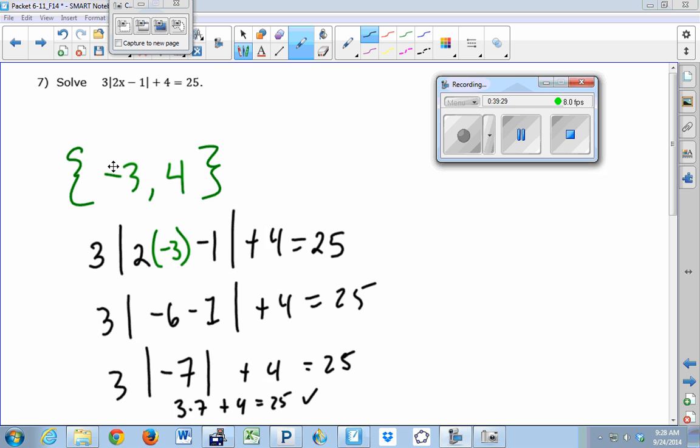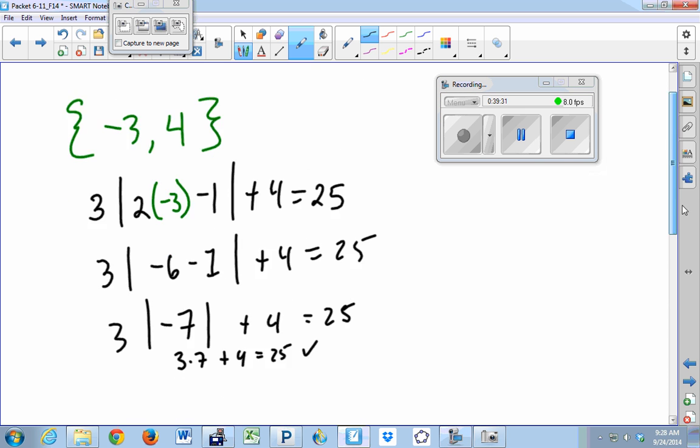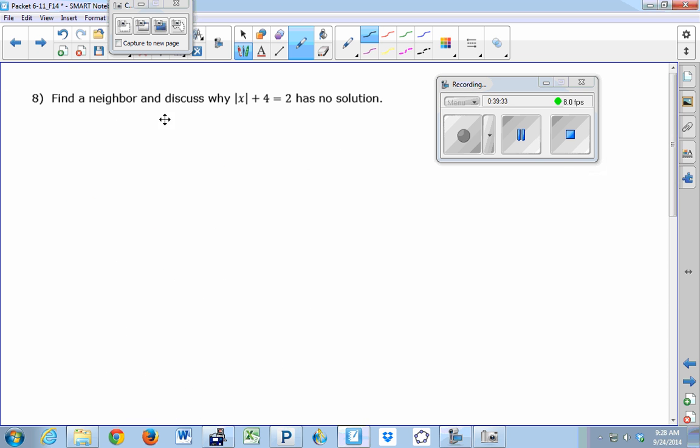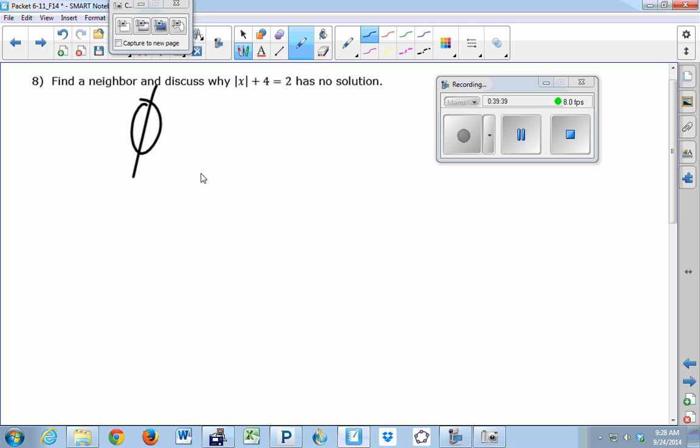Okay. So what did you all come up with in terms of why number 8 has no solution? Why the solution set for this is the empty set? Why is this the empty set?